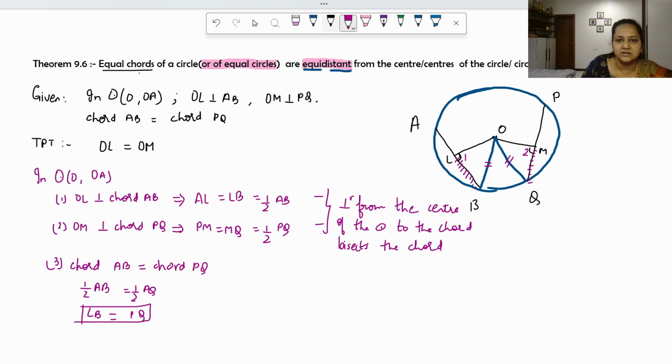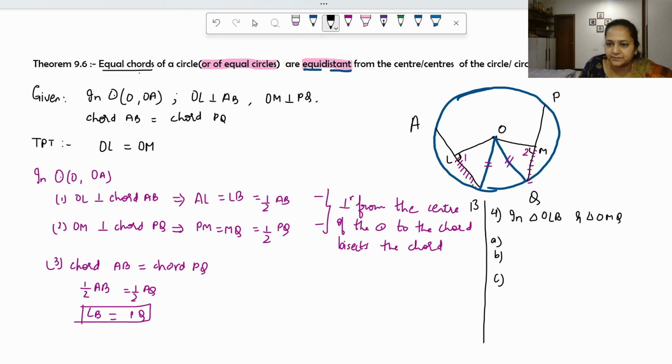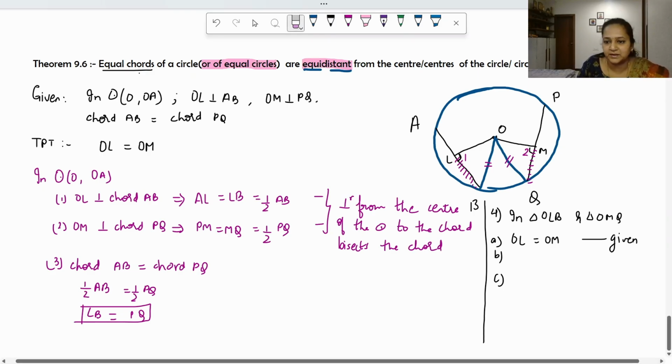And now we start writing for the triangles. Now the next statement would be in triangle. Which are the triangles that we have selected? Triangle OLB and triangle OMQ. If we write the three equal parts, what are we going to get? We get OL is equal to OM. Why? It is given to us. I'm sorry, it's not given to us. This is what we have to prove. Big blunder. Sorry. This is what we want to prove.